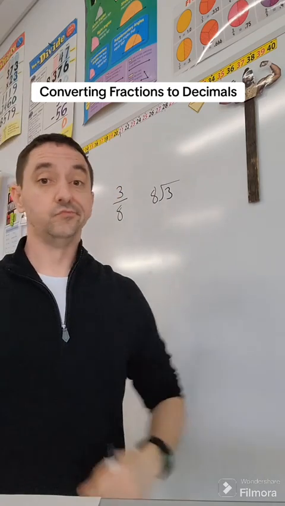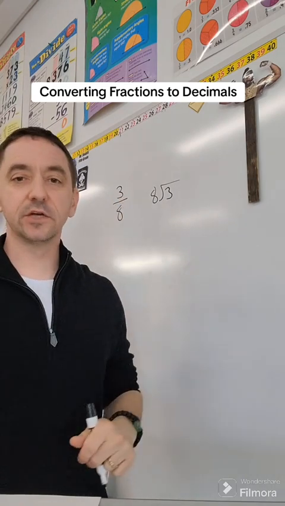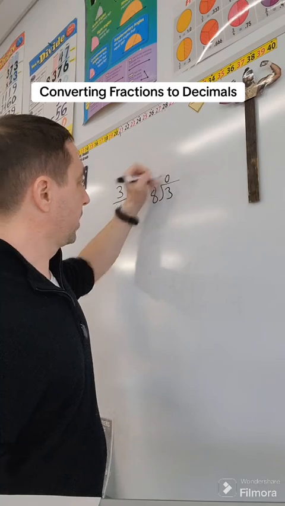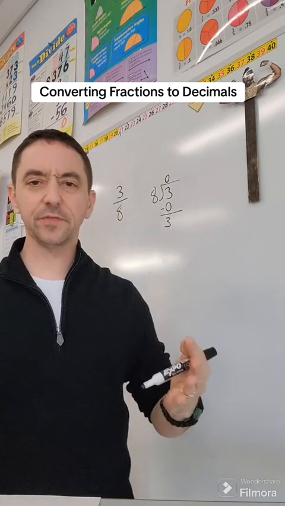Now what do I do? Normal division. I'm going to look at here and say 8 into 3. 8 doesn't go into 3 at all. I'll put a 0 up top. 0 times 8 is 0. I'll subtract, and I'm left with that 3. But I'm left with that 3 again.